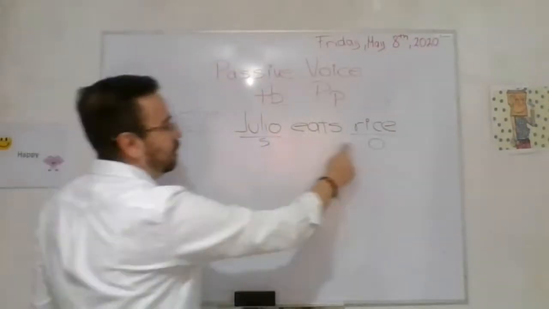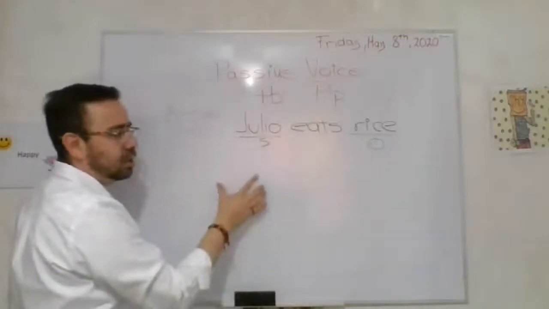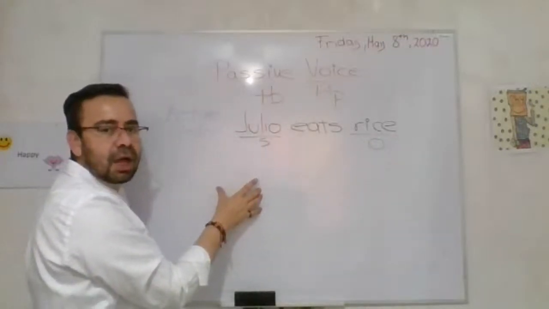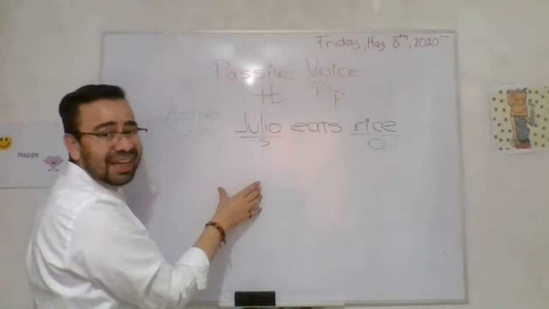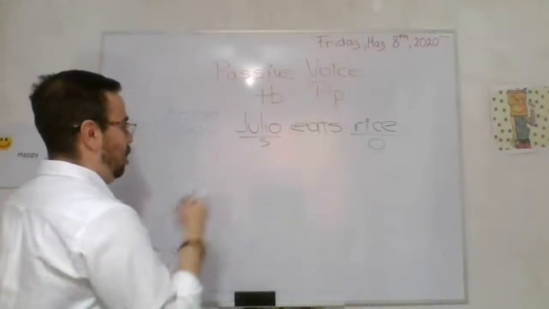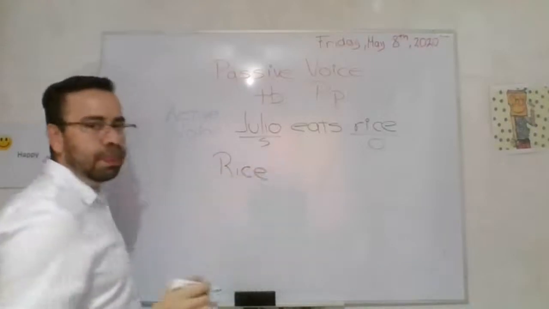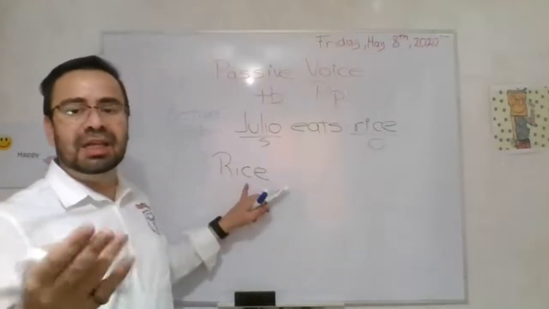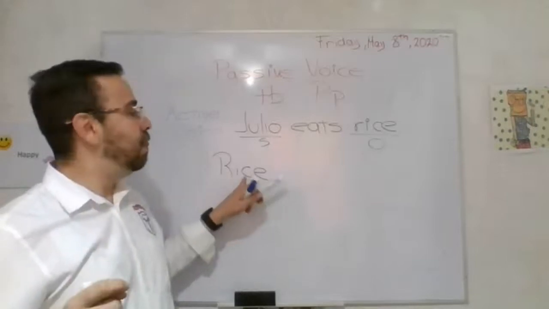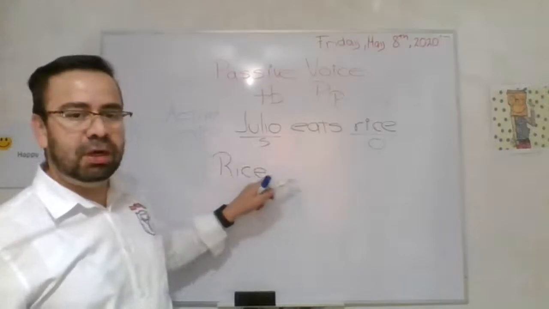Julio eats rice, active voice. Let's change it into passive voice. The first thing, the object, we are going to move to the beginning of the sentence, and we are going to make it the subject. Rice. Here we have this one. Tell me the verb to be of rice.